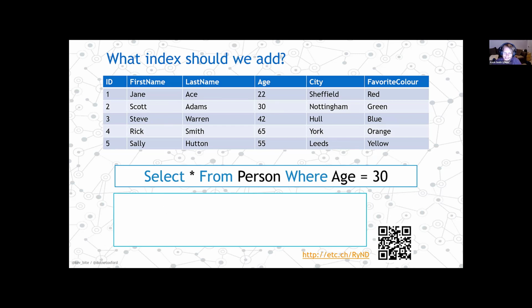So say we've got a table with 5 records in it. We've got a select statement which says select star from person where age is 30. And we've got 4 options for people to choose. So we've got age ascending, age descending, ID ascending, or none.